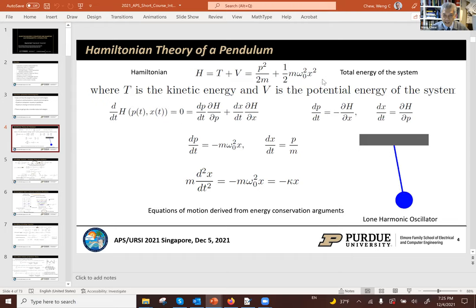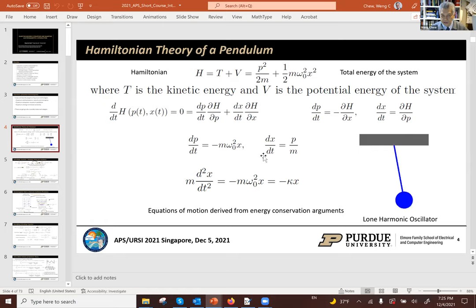Only P and X can vary. So if you vary them in tandem and requiring that the total variation is zero, you can show that it's very simple calculus. In order for this to vanish, then the rate of change of the momentum has to obey this rule. And then the rate of change of the position of the pendulum has to obey this rule. And you can, of course, look at the Hamiltonian again, which is the total energy. You plug it in there, you get two equations of motion.